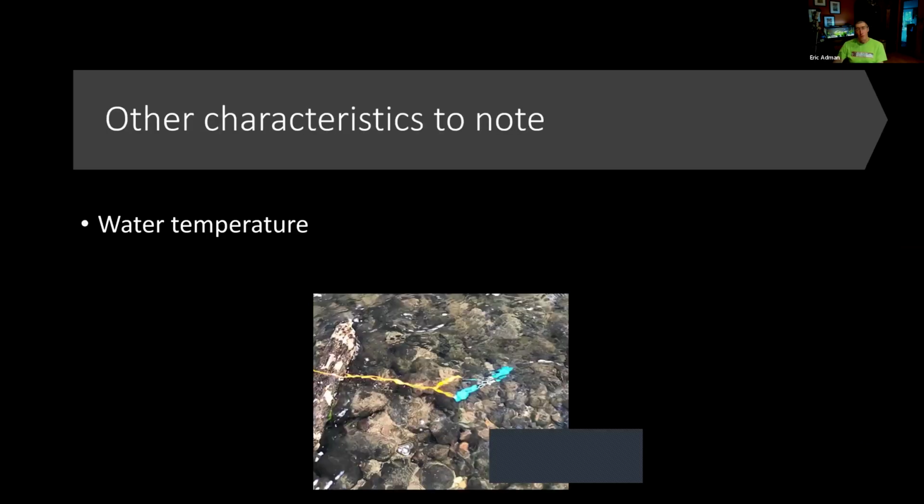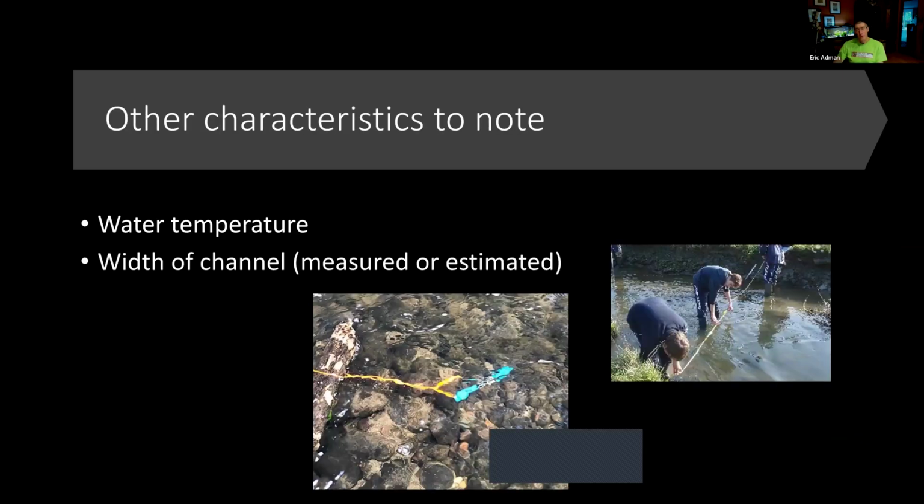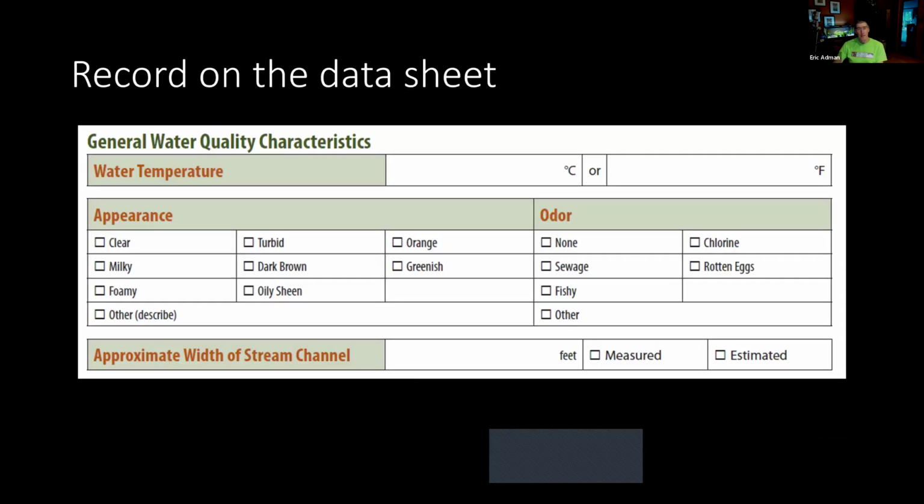We're also going to note the water temperature and the width of the channel. And then there's a section on this data sheet to record these different pieces of information.